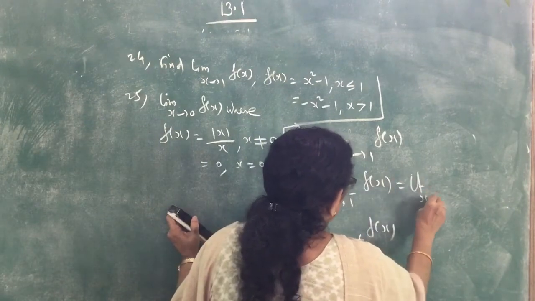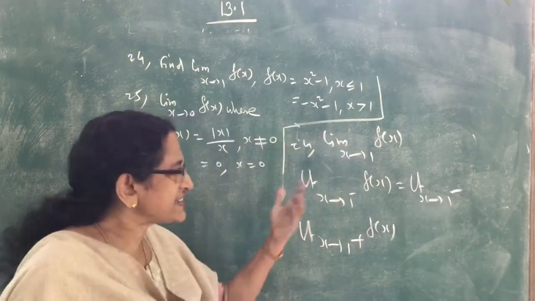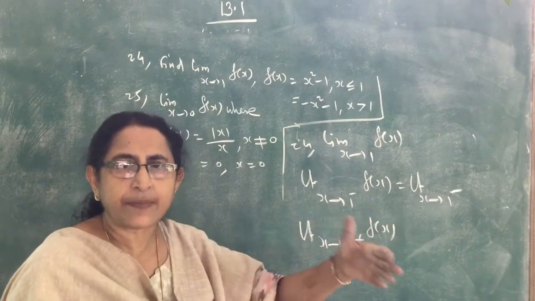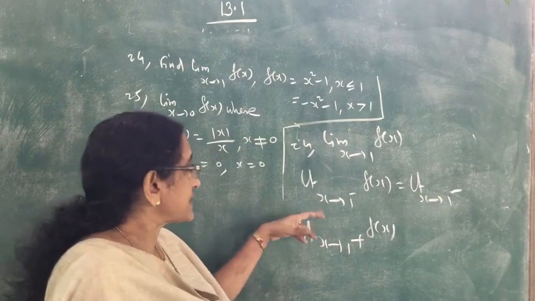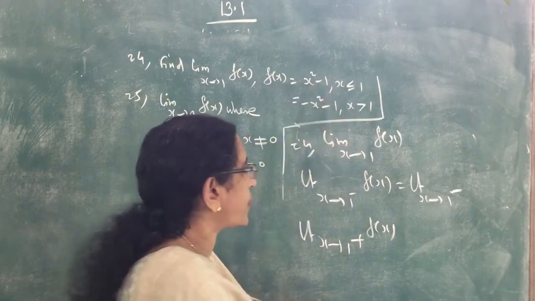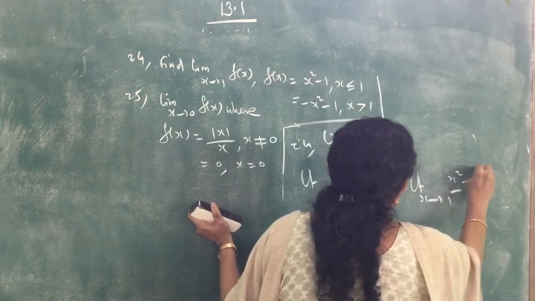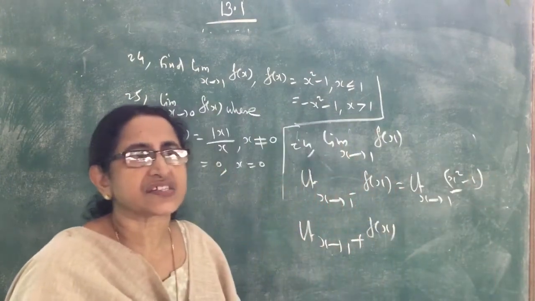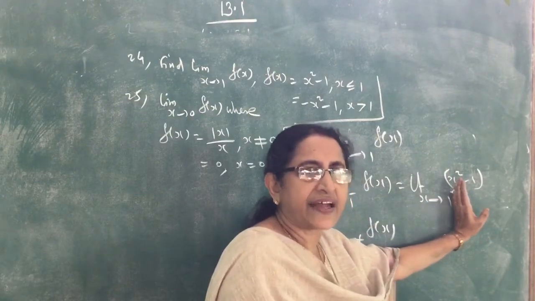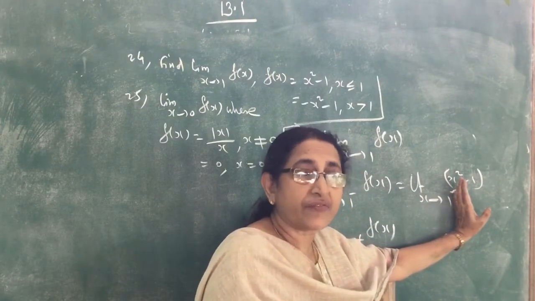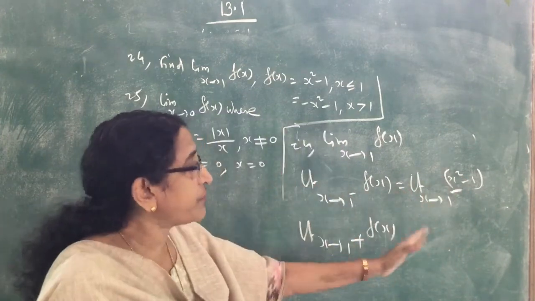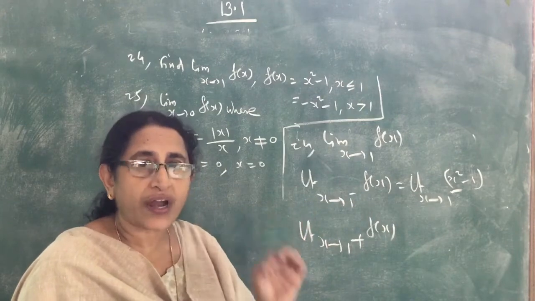Limit x tends to 1 minus. Now think, what is f of x when x is less than 1? In the left limit, x is less than 1. When x is less than 1, f of x is x square minus 1. Now, after writing the function, we can apply the limit. This minus means only that x is less than 1 and x is coming very close to 1. And don't substitute x equal to minus 1. After the 1, we are putting minus: x tends to 1 minus.